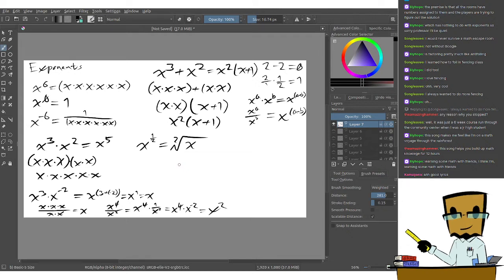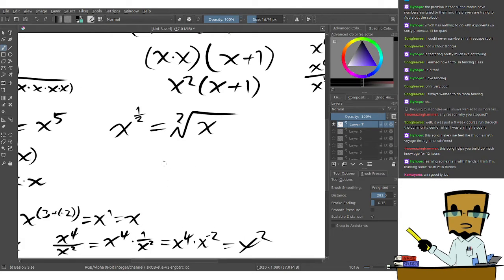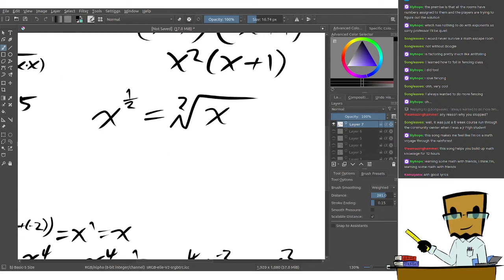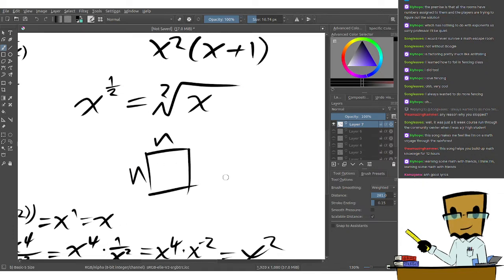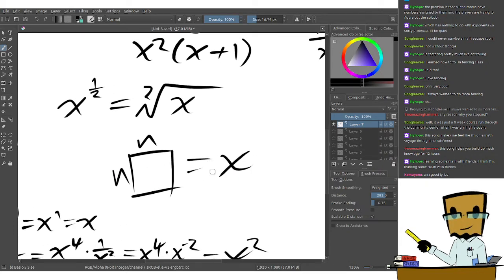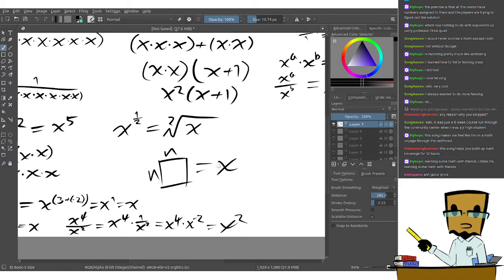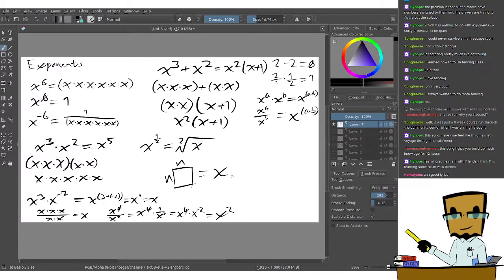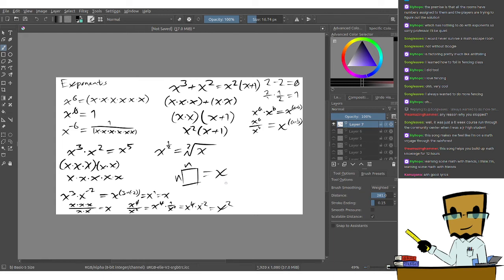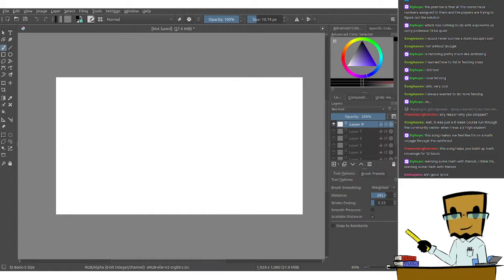But anyways. I did mention this earlier, but the square root is just: what number times itself equals x? Which is a little bit annoying. I did not prepare for this as much as I should have. I do have a nice backup. Well, let's talk about formulas.